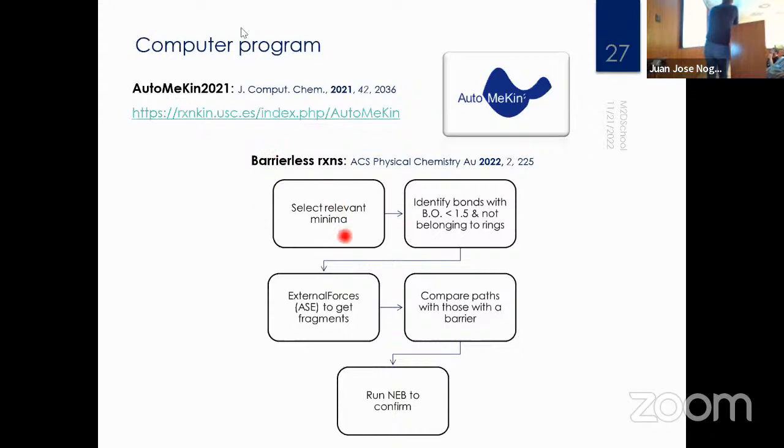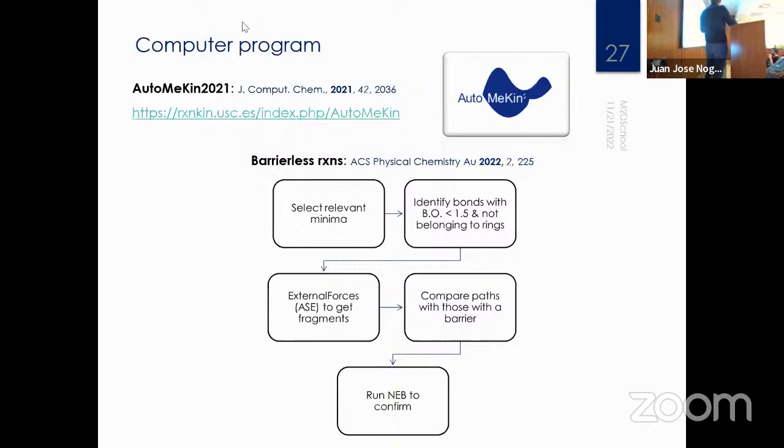So from the minima, what we do is we calculate the bond orders and we identify bonds with bond orders lower than a given threshold, like 1.5, for instance. Then we break those bonds using external forces. Once we break the bonds, we have a path there, and then we compare this path with the paths that we have already computed with a barrier.